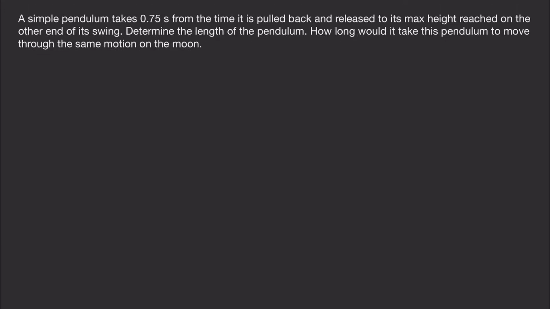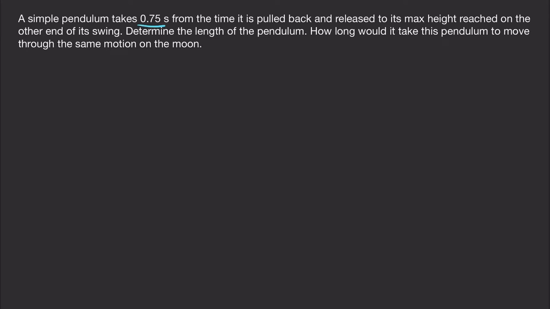The next problem, we have a simple pendulum that takes 0.75 seconds from the time it is pulled back and released to its max height reached on the other side, or the other end of its swing. Determine the length of the pendulum and how long it would take this pendulum to move through the same motion on the moon. So first let's write down what we have.